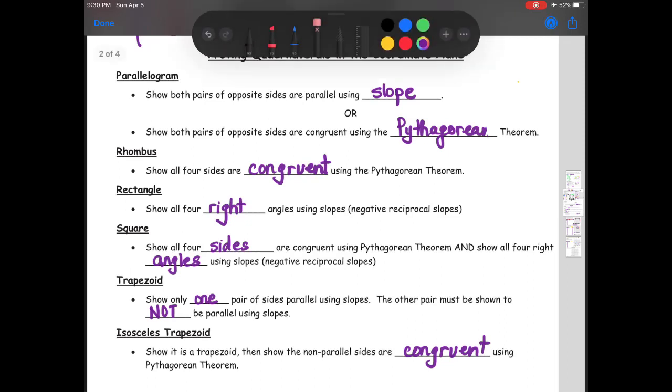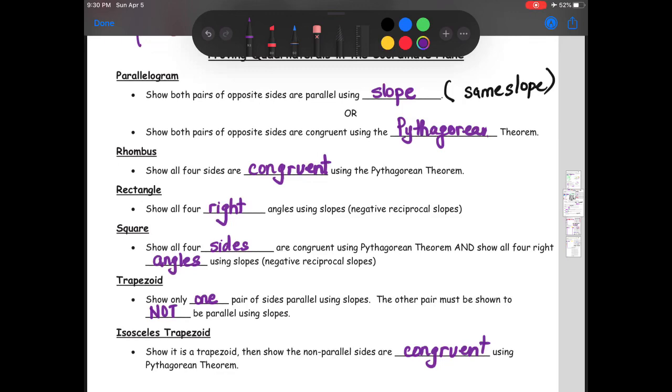Meaning, what you're going to do, I'm going to write here: if you're showing it, same slope. If the slope is the same, opposite sides are parallel, right? Show both pairs of opposite sides are congruent using the Pythagorean theorem. Anytime you want to show that opposite sides are congruent, you do Pythagorean theorem because you're working with length.